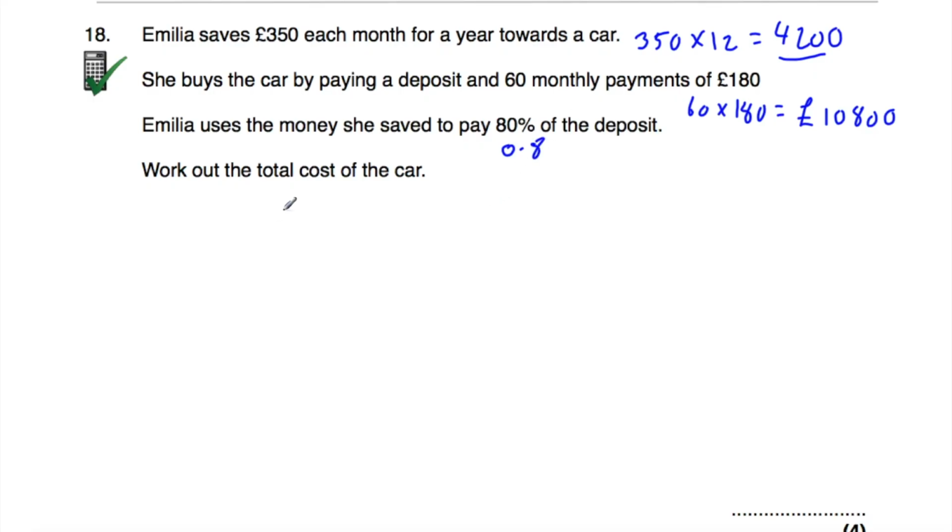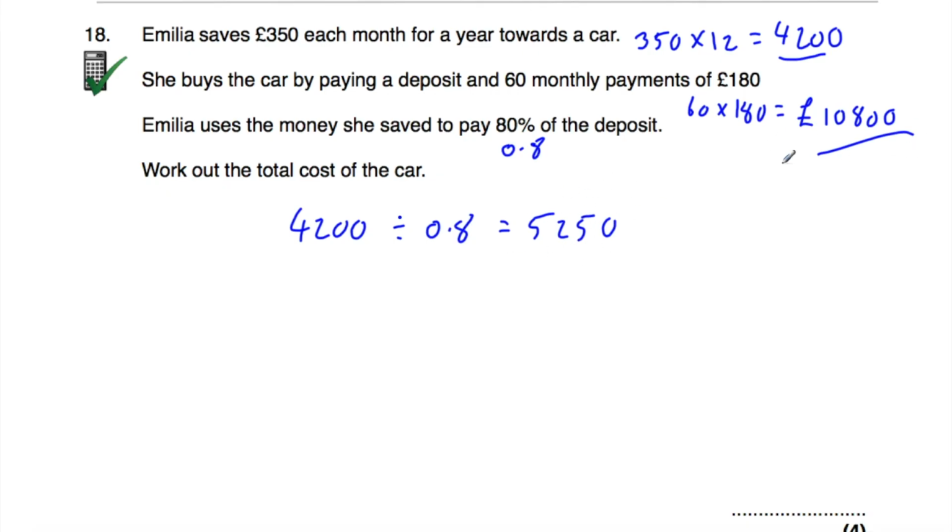So if we divide how much money she saved, the 4,200, by the multiplier 0.8, that'll tell us how much the deposit will be. So if we take 4,200 and divide it by 0.8, that's equal to £5,250. So that's how much the deposit is.